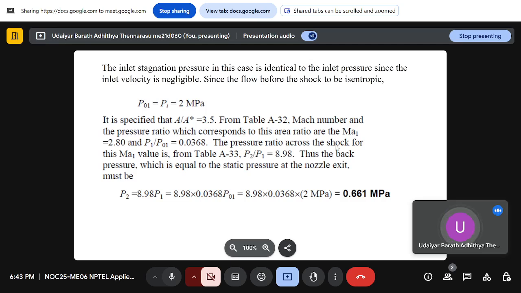So the pressure ratio across the shock for this Mach number, 2.8, from the normal shock table, we get P2 by P1 is 8.98. So the back pressure, which is equal to the static pressure at the nozzle exit, P2, is 8.98 times P1, and P1 is 0.0368 times P naught 1. So we get 8.98 into 0.0368 P naught 1. P naught 1 is 2 megapascal, so we get 0.661 megapascal.